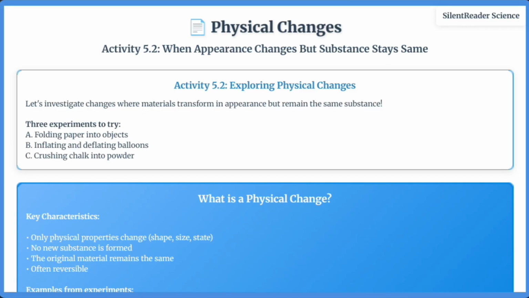These are all physical changes. Only physical properties like shape, size, or state change, but no new substances are formed. Water changing between solid, liquid, and gas states is another perfect example of physical changes. The key characteristic is that the original material remains chemically the same.